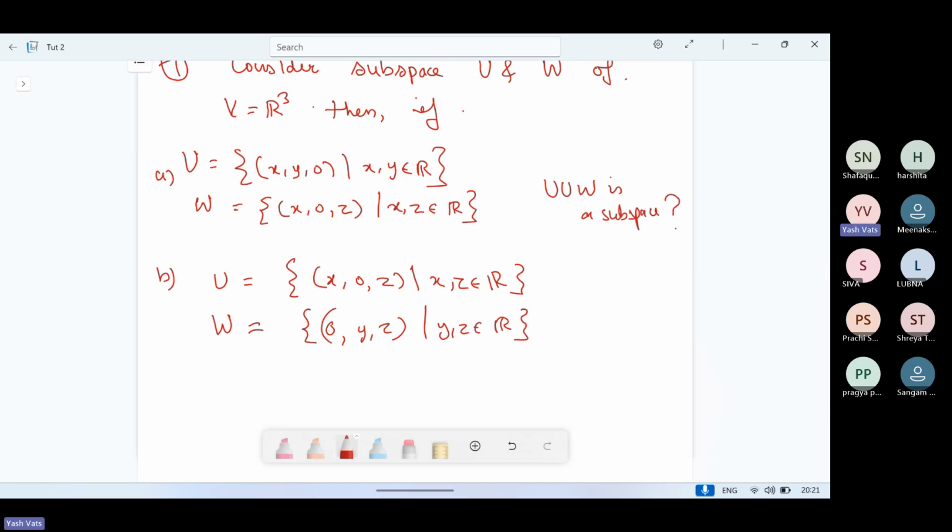Check in both the cases, okay? Just take 5 minutes, check in both the cases, and see with which conditions it's true.